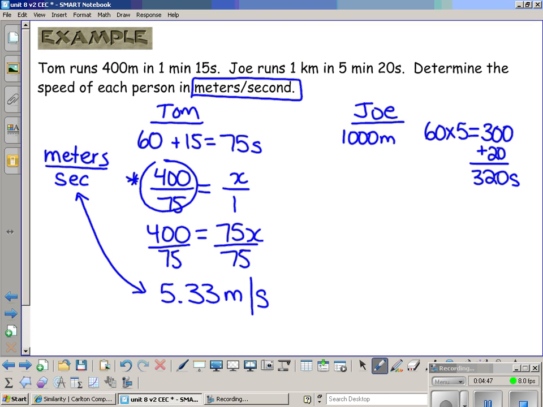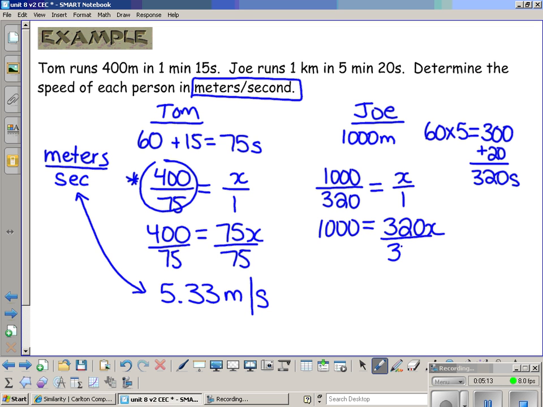So now we can do our meters divided by our seconds. And again, you could straight divide from here and you would end up with your answer. If you want to see why, we're looking for how many meters in 1 second. And when we cross multiply, we'll have 1,000 equals 320x, divide by 320, and we're back to the 1,000 divided by 320. But that is why it is a proportion, and we are trying to find the rate. 3.125, and we are doing meters per second.